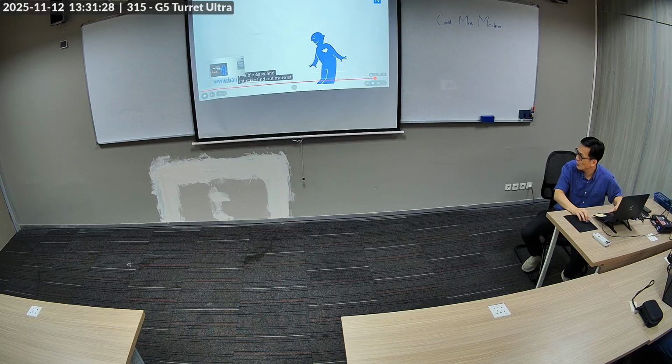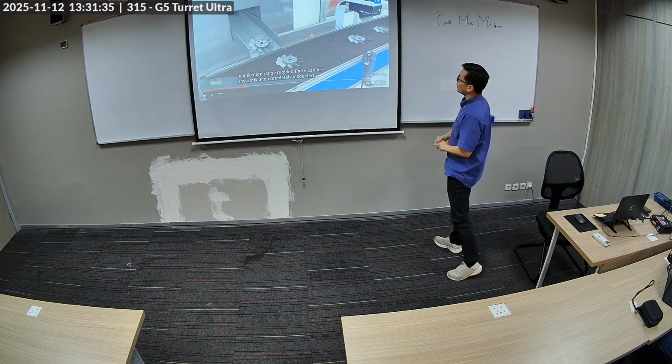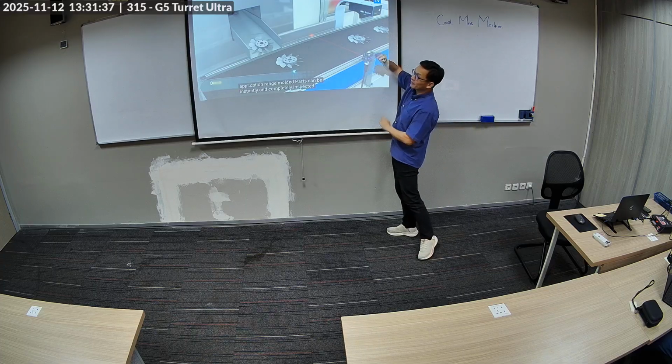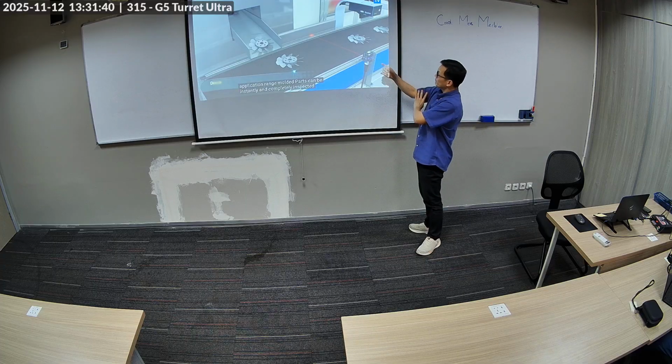Okay, so that's kind of the overview of it. Let's look at a typical setup of a vision system. Obviously, you have the camera. What do you think that laser sensor is for?